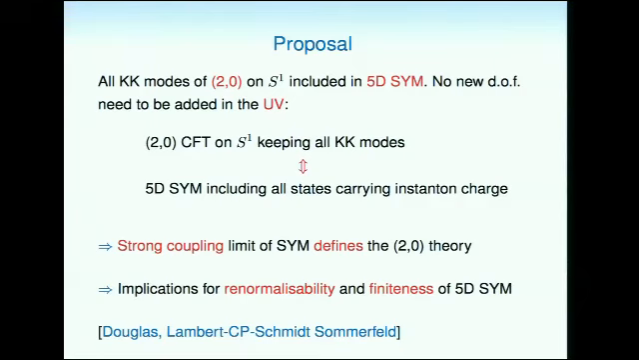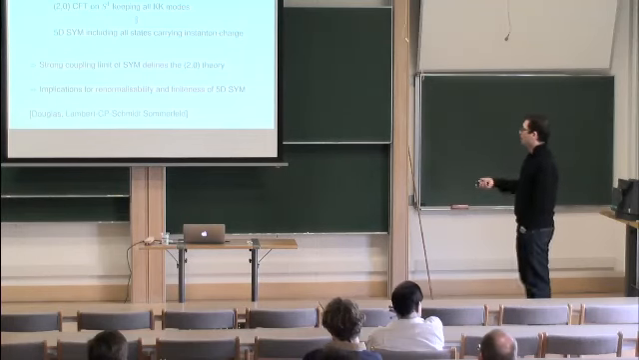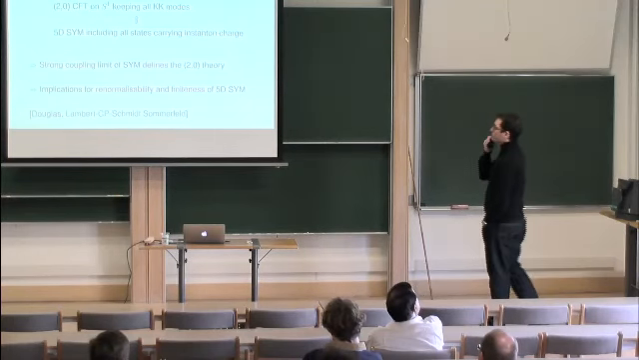And according to what I told you previously, the 2,0 CFT on a circle, keeping all Kaluza-Klein modes, should be the same as 5D Yang-Mills, including all the states carrying instanton charge. Of course, this proposal has rather strong implications as far as the renormalizability of 5D Yang-Mills goes, and also the finiteness of 5D Yang-Mills, either perturbative or non-perturbative. I might have something to say about that towards the end of this talk.